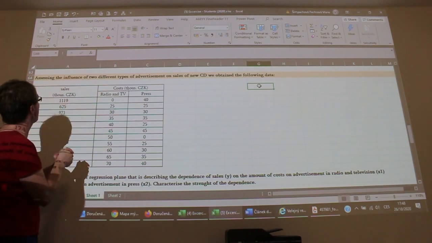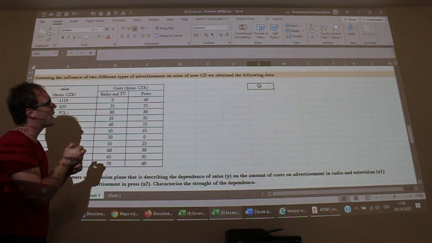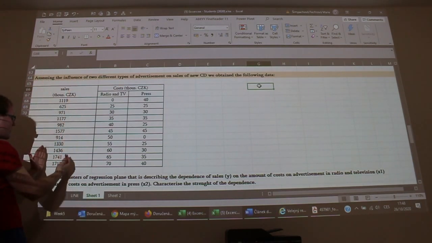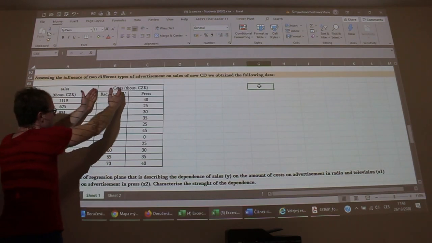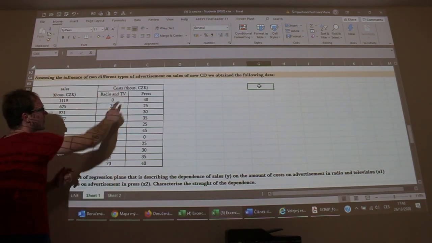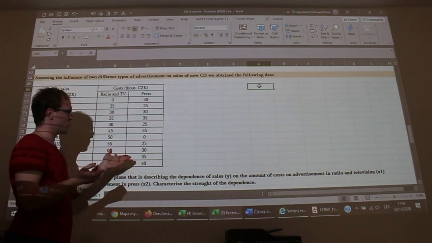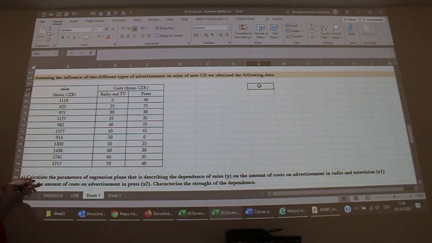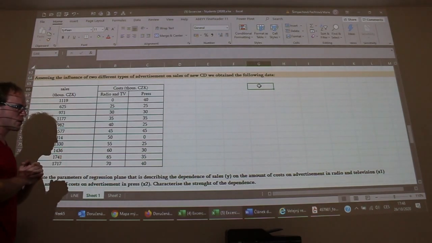As I think the influence of two different types of advertisement on sales of a new CD, we obtain the following data. So we have here the variable sales, in thousands Czech crowns, and the costs on advertisement. Advertisement in radio and television, in thousands Czech crowns, and advertisement in press, journals, newspapers, etc.